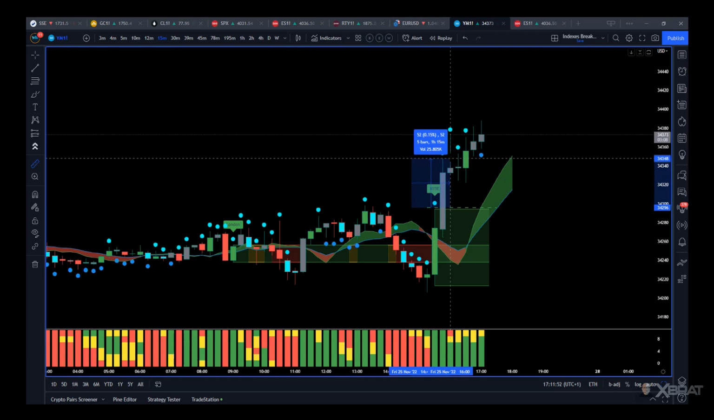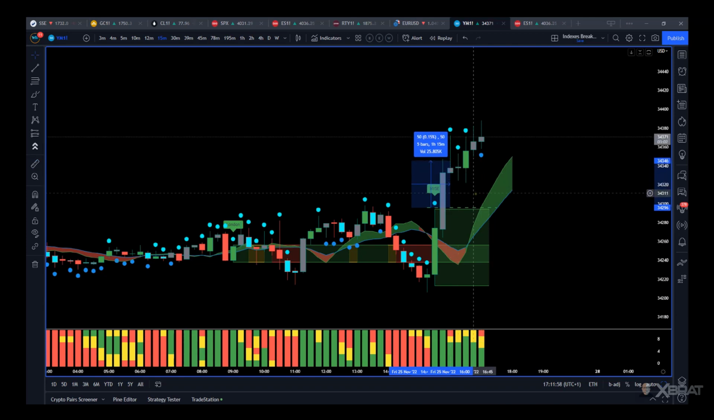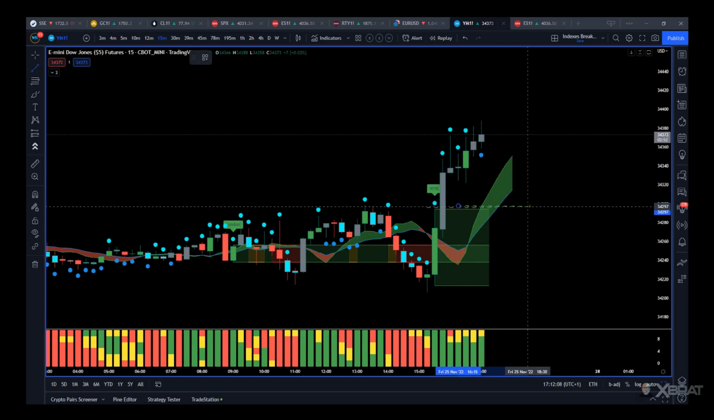So we have a rule with indexes. Let it break 50 ticks, then adjust the stop, which is below the range to begin with, just above the entry. A couple of ticks above the entry there. So that's now your stop.